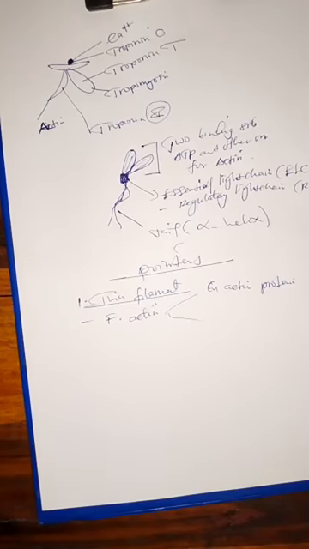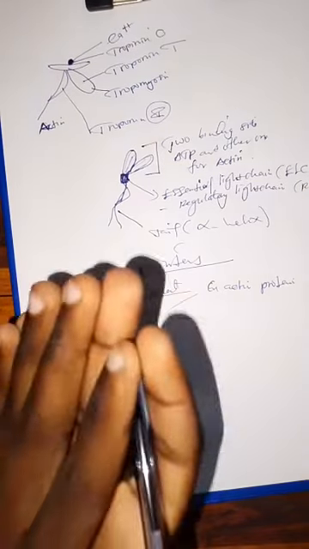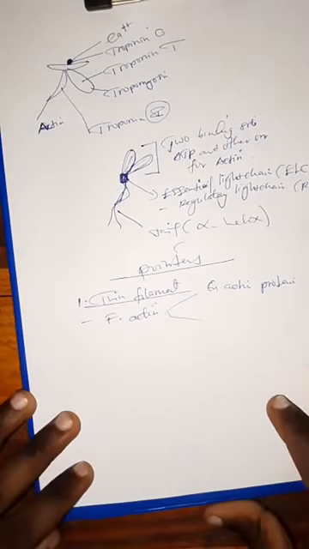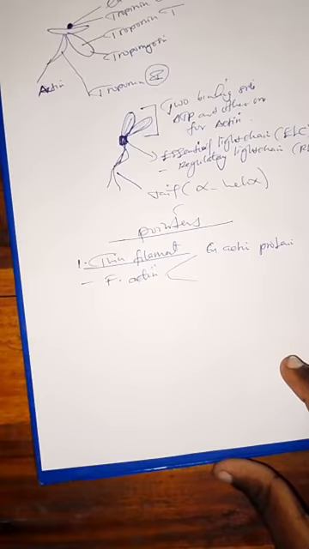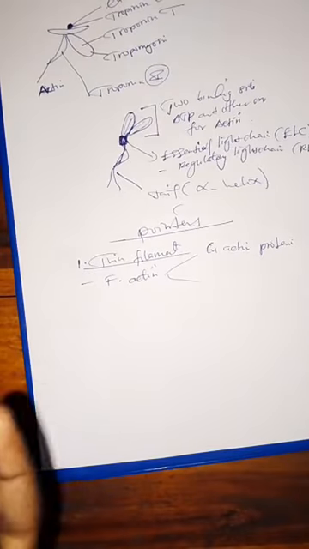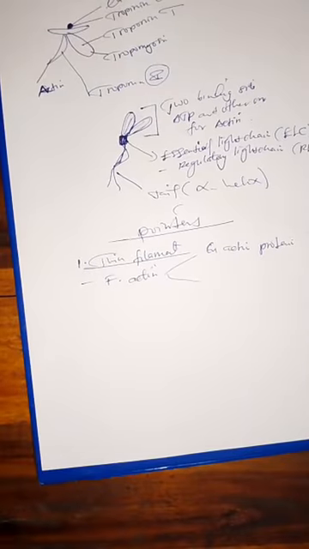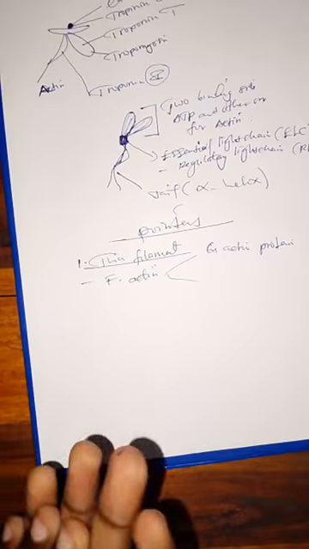And this active binding site remains covered. So when there's no contraction, it will remain covered by the tropomyosin protein chain during relaxation of the muscle. When the muscle is relaxed, the tropomyosin will remain covering what? The binding site for the myosin head.